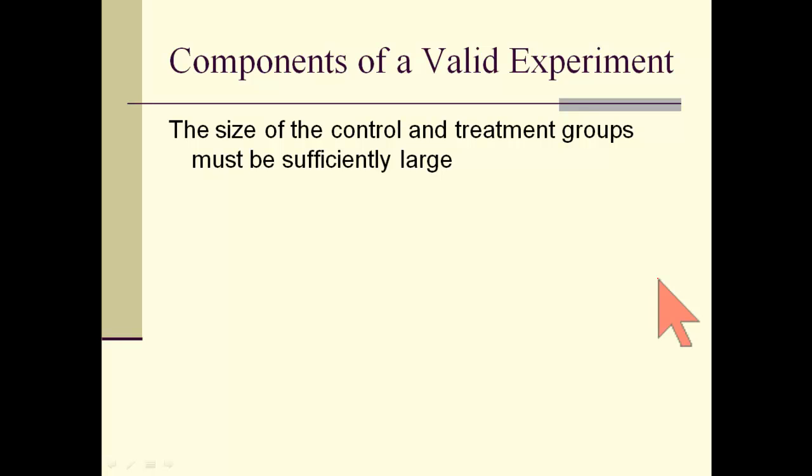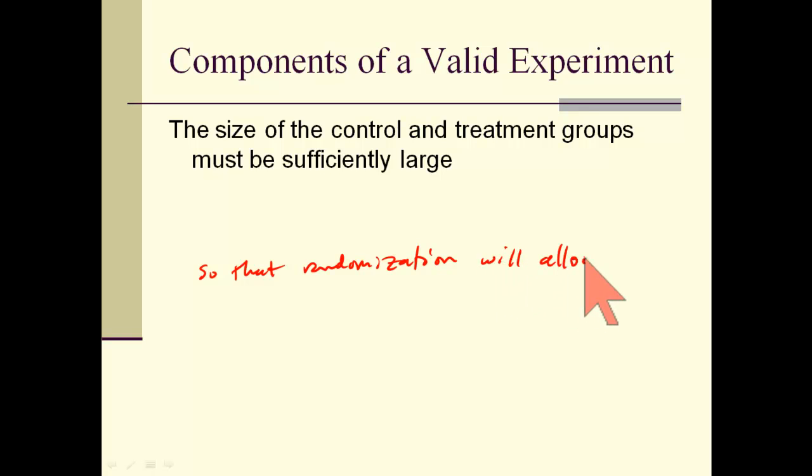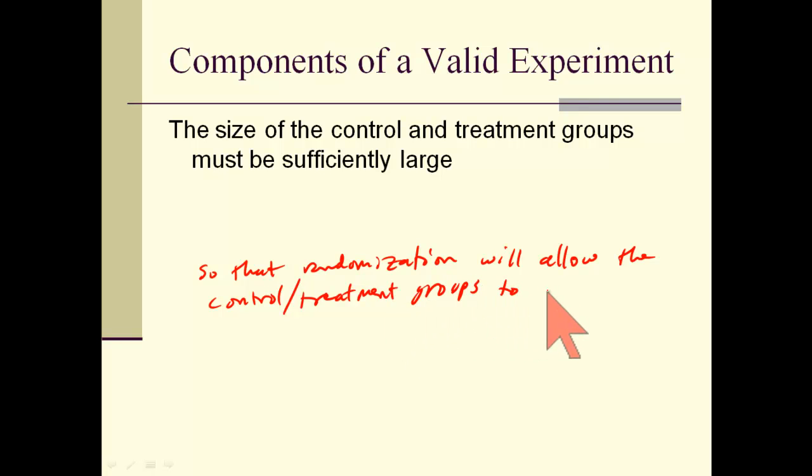There has to be a sufficiently large control and treatment group. Why? So that randomization will allow the control and treatment groups to be evenly assigned.